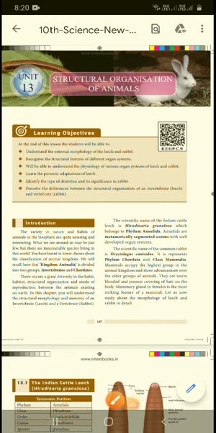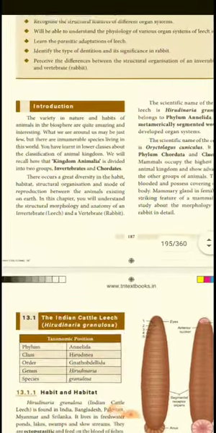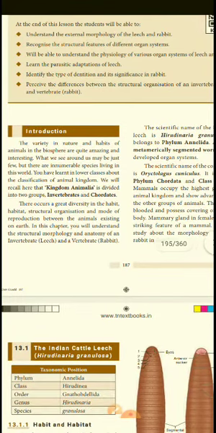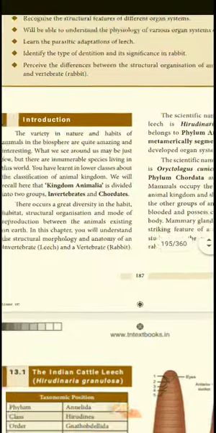Good afternoon, students. Today we begin a new chapter in advanced science: structural organization of animals. The variety in the nature and habits of animals in the biosphere is quite amazing. There are numerous species living in the world. Recall that in the Kingdom Animalia there are two groups, invertebrates and chordates.